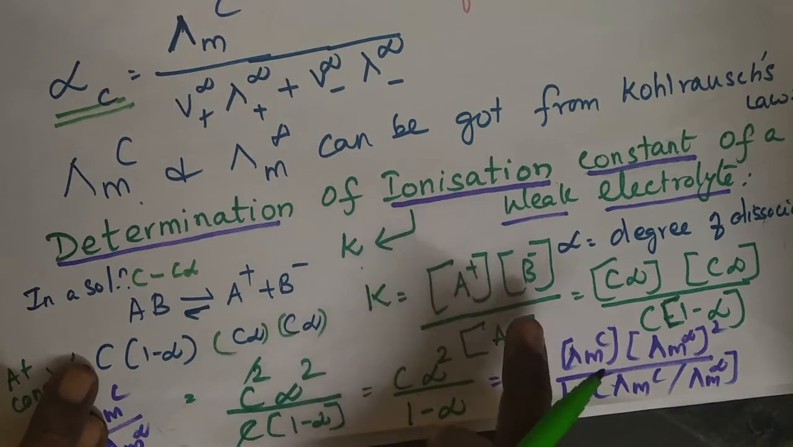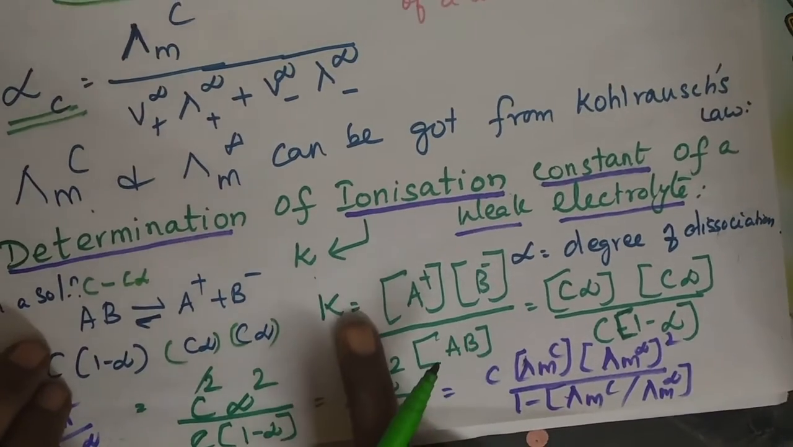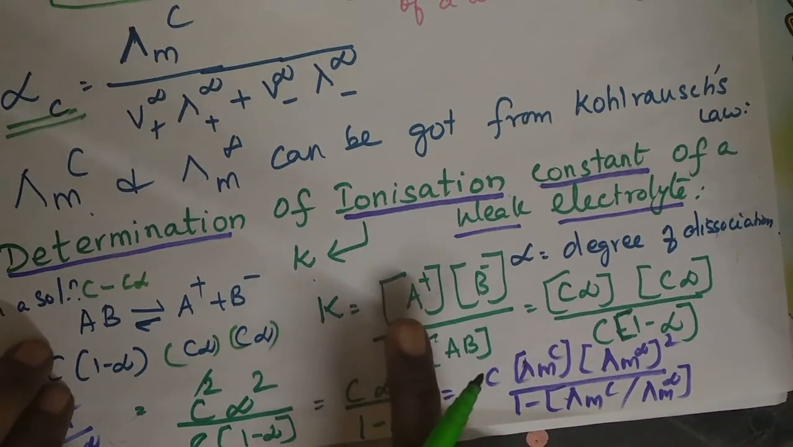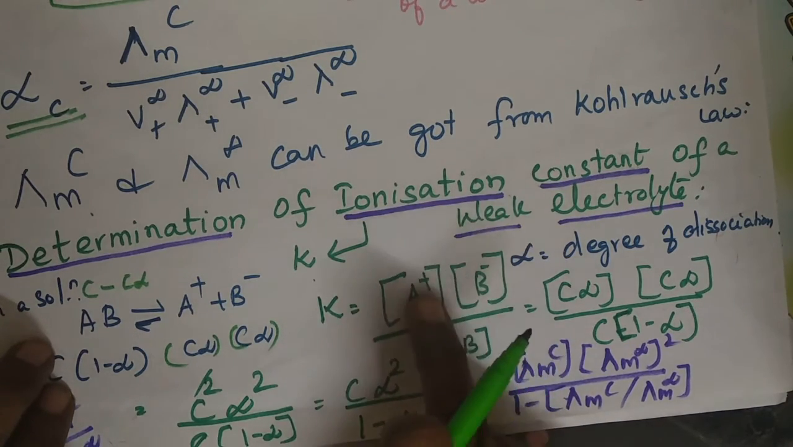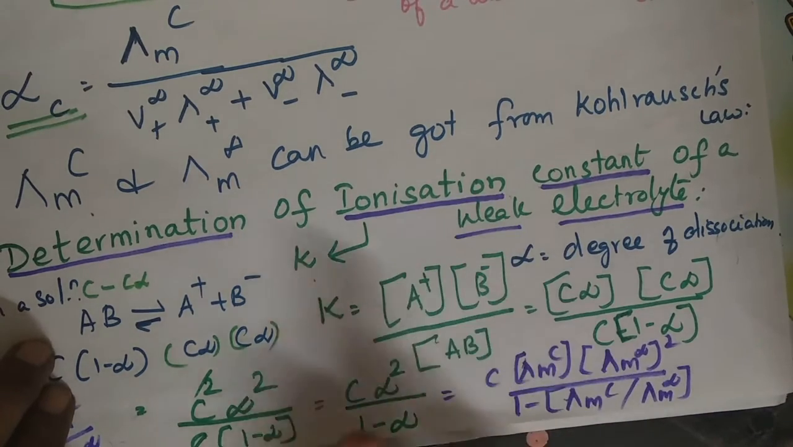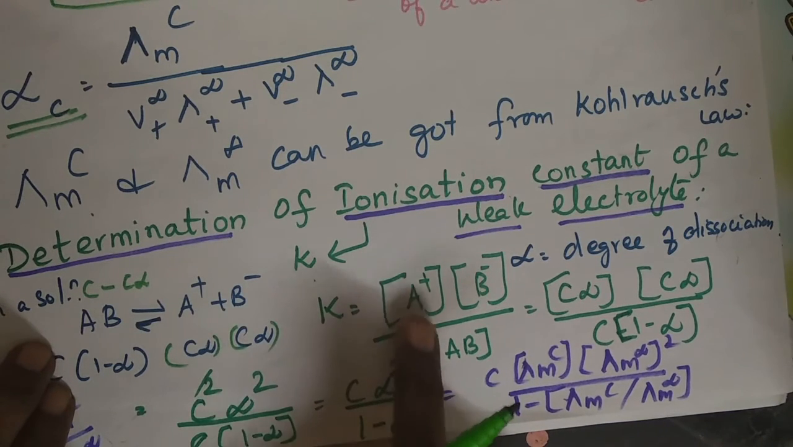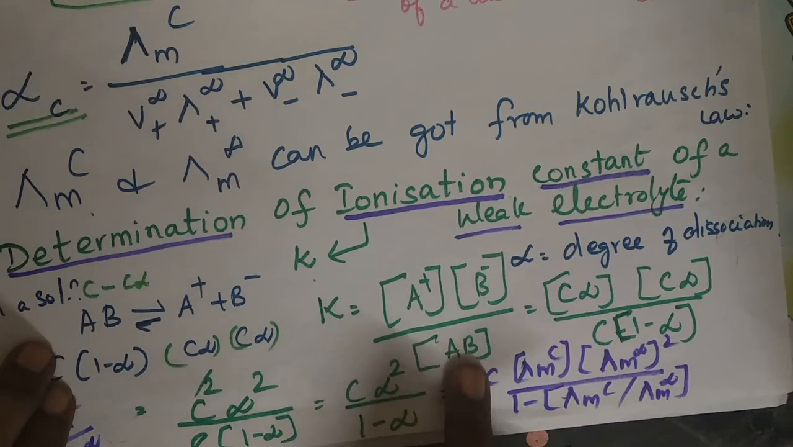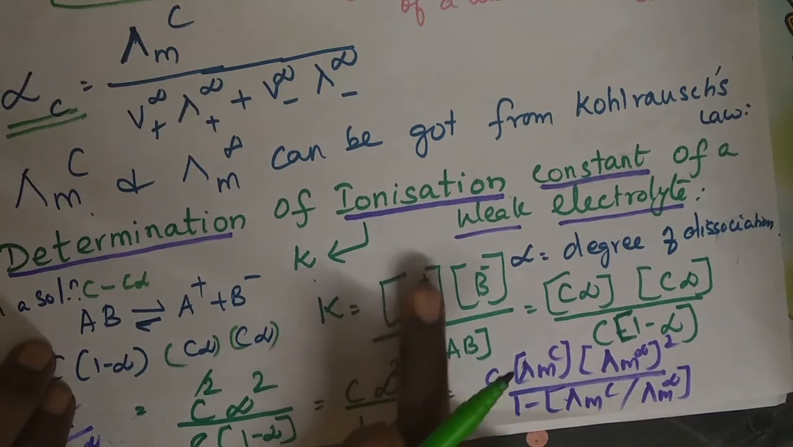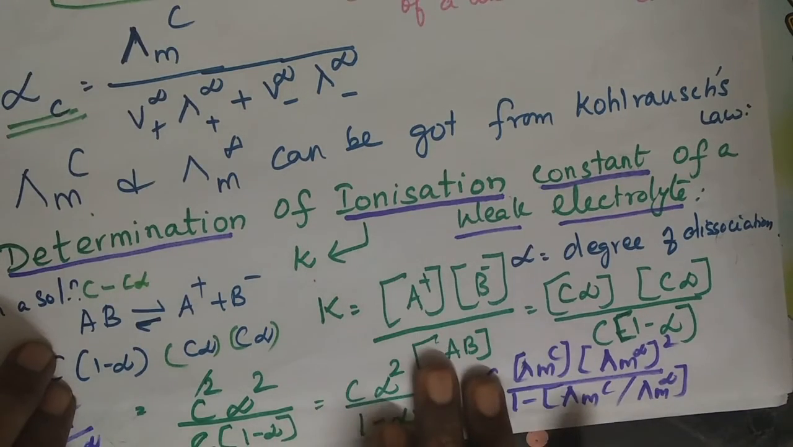Just introduce this into the ionization constant. What is the ionization constant? How do we write it down? K is nothing but the equilibrium constant. How do you write the equilibrium constant? The concentration of product upon the concentration of reactant. The same way, this is the equation, right? So K is equal to concentration of A plus into concentration of B minus by concentration of AB. This we have found out.